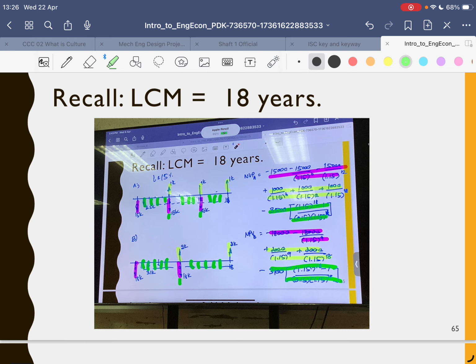Because the lifetime is not equal, you need to find the LCM, and the LCM is 18 years. So the logic is you repeat the same process 3 times for option A, because the life cycle is only 6 years, and for option B you need to repeat it twice because the lifetime is 9 years, and you calculate with all the same logic that we have done before.